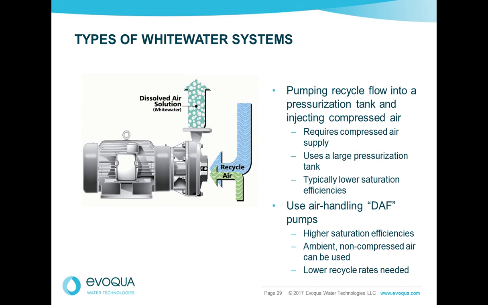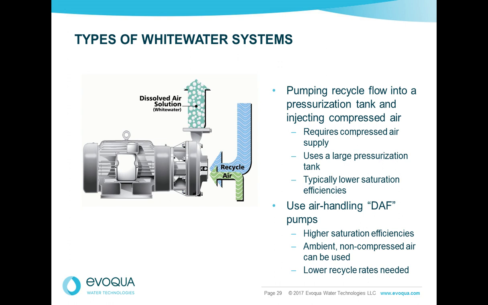There are basically two different types of whitewater systems. The more traditional involves pumping through a tank and injecting compressed air under pressure. This requires a compressed air supply and a fairly large pressurization tank, usually greater than a minute of retention time. These systems tend to operate in a lower pressure range of 50 to 60 psi, so the saturation efficiencies tend to be lower.